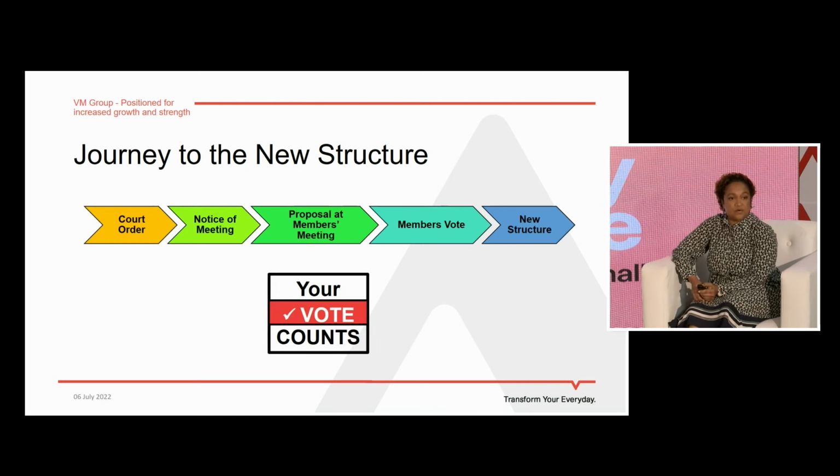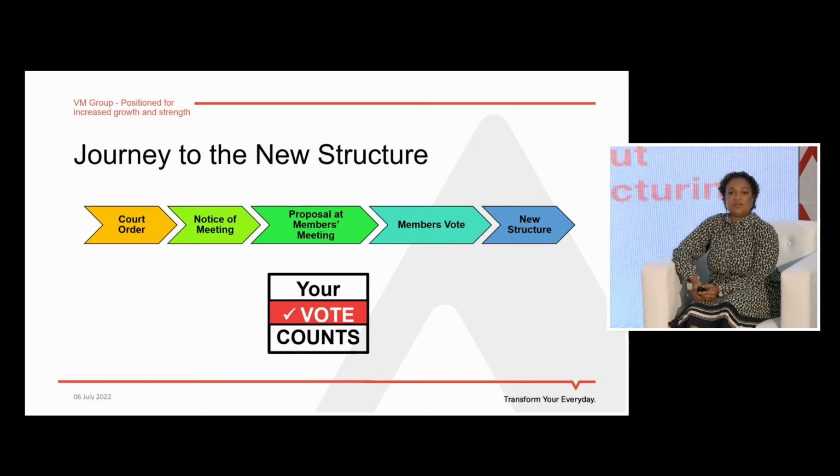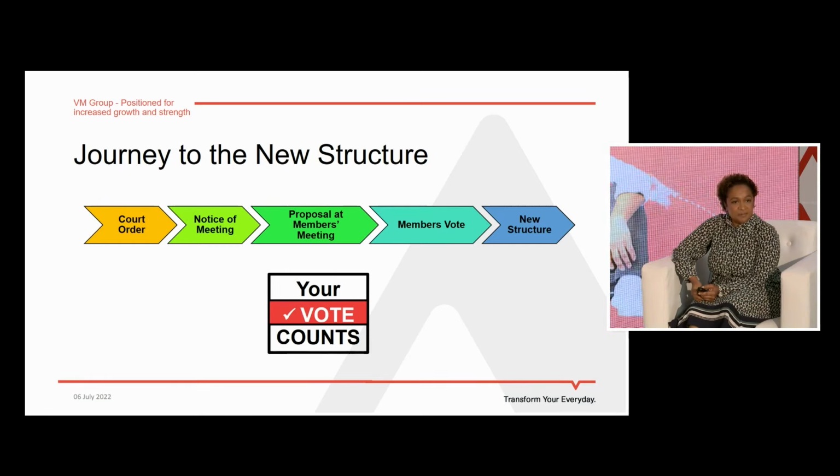However, because this is a fundamental change for VMBS, we have to go to the court and demonstrate to the court that we're in full compliance with the Banking Services Act and that we recognize the rights of our members to make a decision on this process. And we were successful in that court application yesterday, July the 5th. The court approved us convening a special meeting, and this meeting is called a scheme meeting.